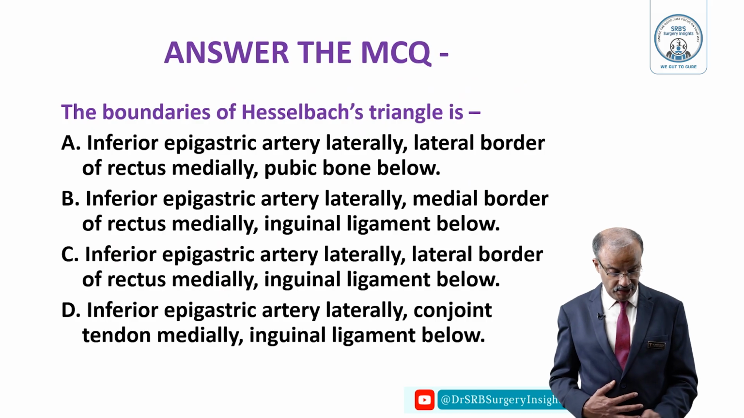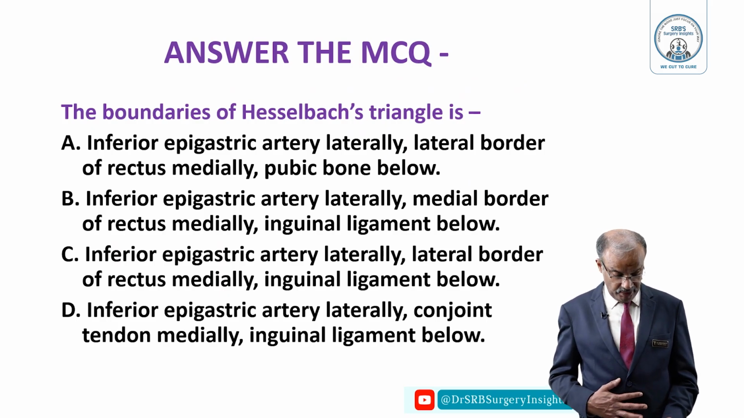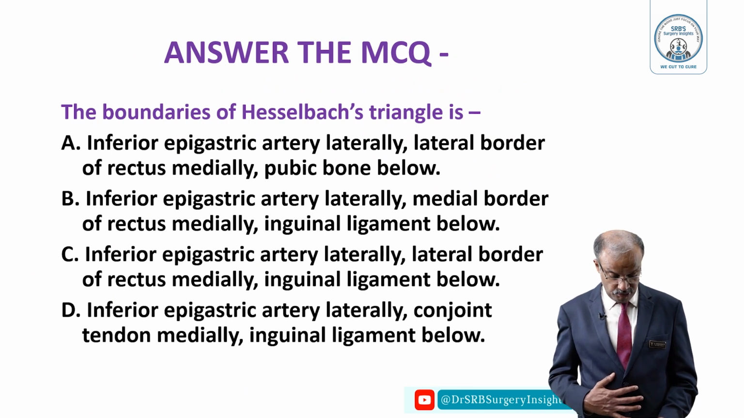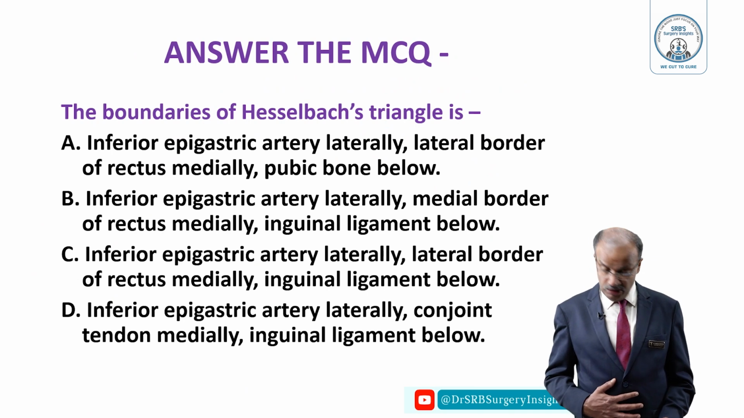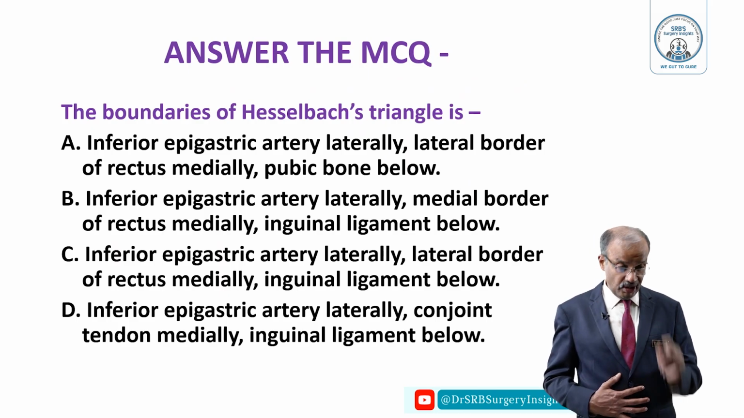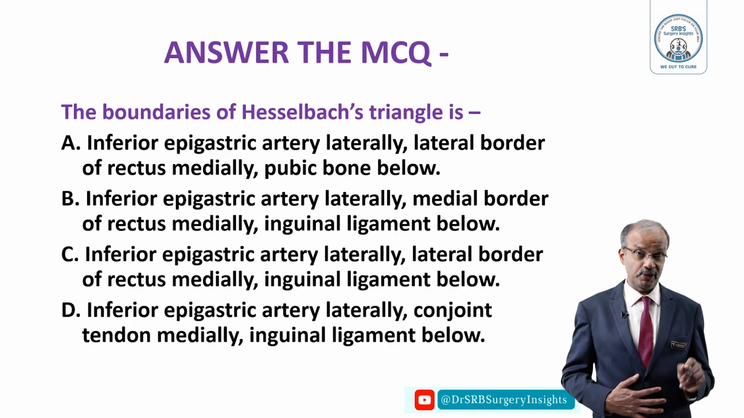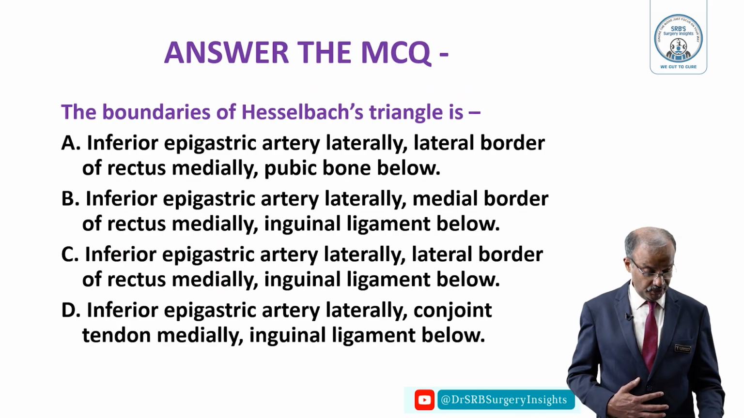So answer the MCQ again. Boundaries of Hesselbach's triangle: inferior epigastric artery laterally, lateral border of rectus muscle medially, pubic bone below; or inferior epigastric artery laterally, medial border of rectus medially, inguinal ligament below; or inferior epigastric artery laterally, lateral border of rectus muscle medially, inguinal ligament below; or inferior epigastric artery laterally, conjoint tendon medially, inguinal ligament below. Give the right answer. I'll get back to you tomorrow. Students, please write the answer.